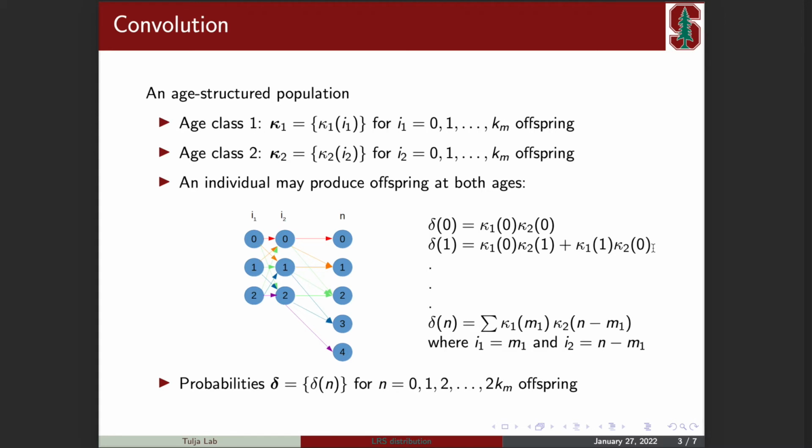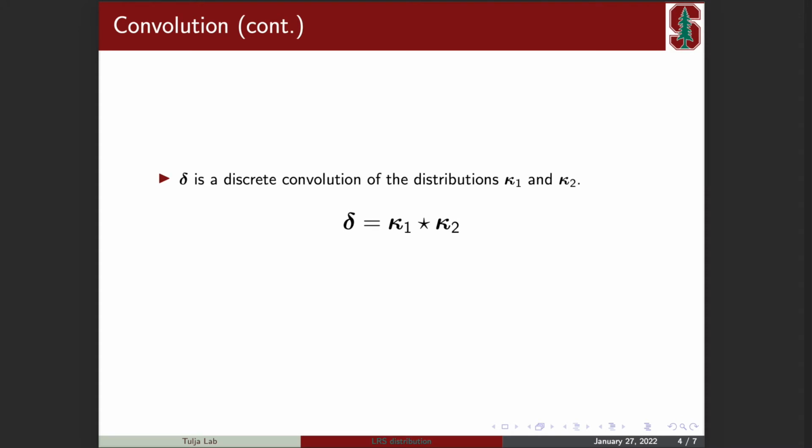So delta n, the probability of n kids after two age classes, is the sum of all possible path probabilities, which are the combinations of the number of kids born at each age, as long as the sum is n. So if m1 kids are born at age 1, then n minus m1 are born at age 2. And the discrete convolution is just the right tool for this. Delta is the discrete convolution of the distributions kappa 1 and kappa 2.